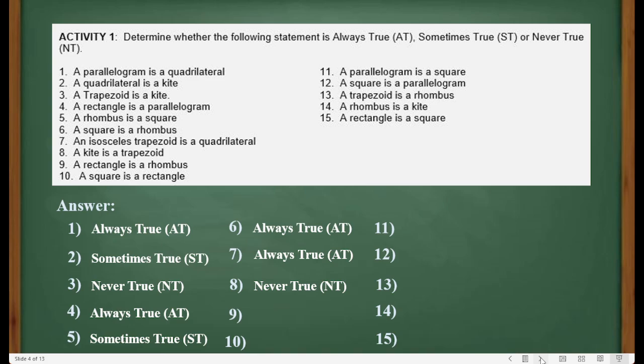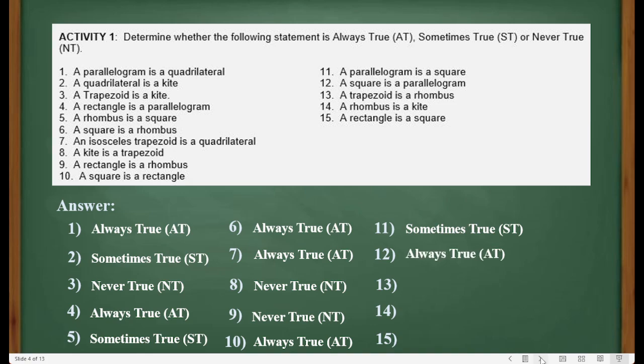Or NT. Number 9, a rectangle is a rhombus. The answer is never true. How about number 10, a square is a rectangle. It's always true, or AT. Now we only have 5 remaining items. For number 11, a parallelogram is a square. Sometimes true. Number 12, a square is a parallelogram. Always true, or AT. Number 13, a trapezoid is a rhombus.